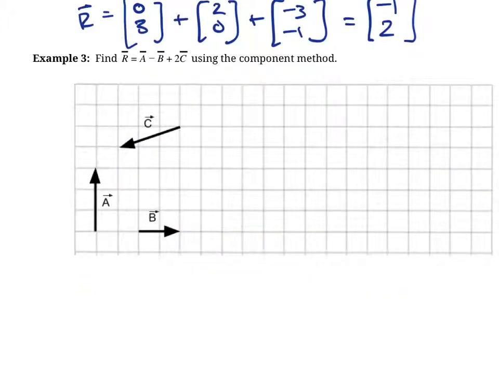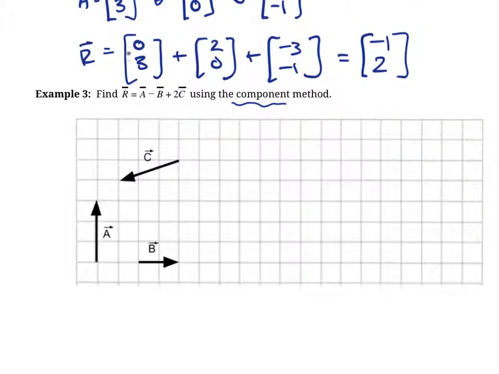By the way, we do call this the component method. This is the simple version of the component method. We'll get to the more advanced version in the next lesson, but when we mean component method, this is the method we mean, because we're essentially adding up the x components of the vector and the y components of the vector separately. So let's try this question.